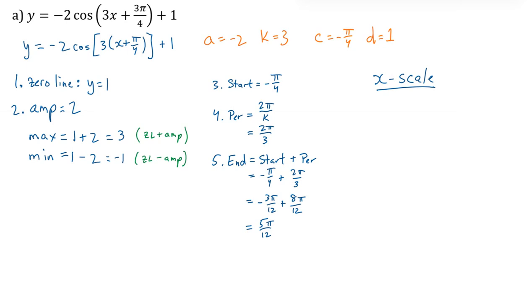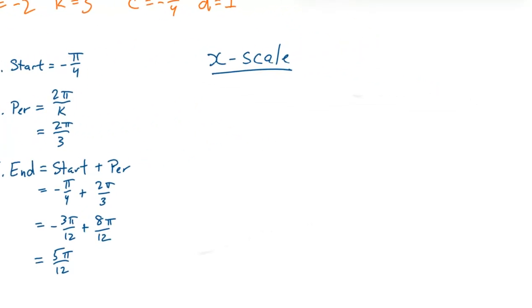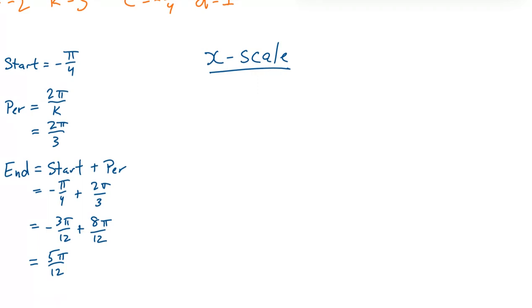Okay, the next part is probably the most challenging. There's a little bit of memorization here, and everybody does it a bit differently. This is how I do it. First of all, I look at my critical points, and I'm going to find the distance between critical points. To do that, I take the period and divide it by 4.